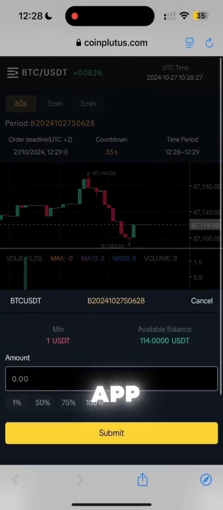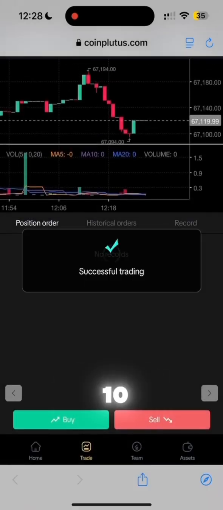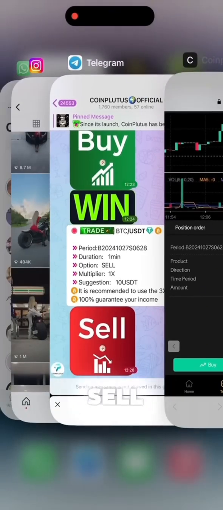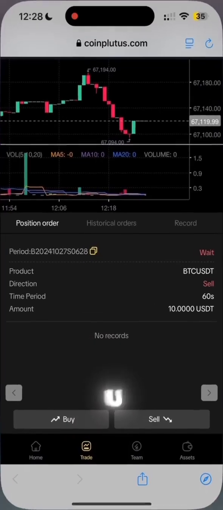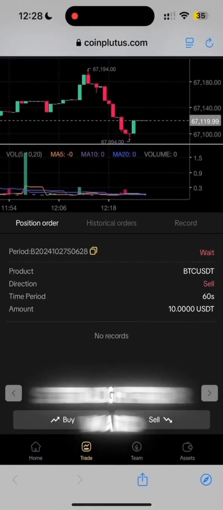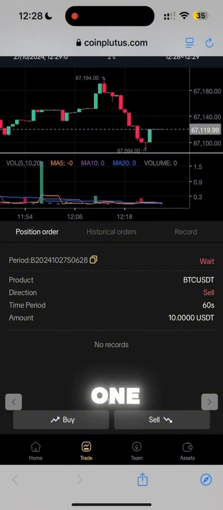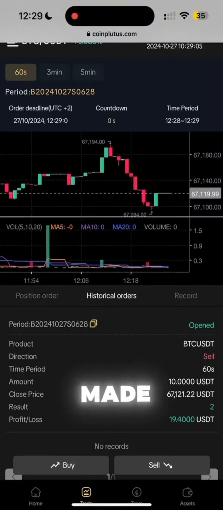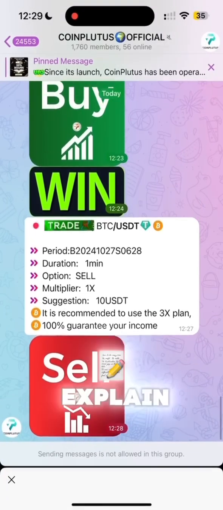So you come to the app, you open the trade, you come here, click 10. I'm willing to trade $10. It means I'll get $10. I click on sell, and since it's 1 minute and the trade is going on BTC USDT, which is very simple and straightforward, you click your sell and wait for 1 minute. So under 1 minute you would have made $10 or you have made a loss of $10, and it goes like that. So they have this method which is called the 3x, which I'm going to explain as we go.